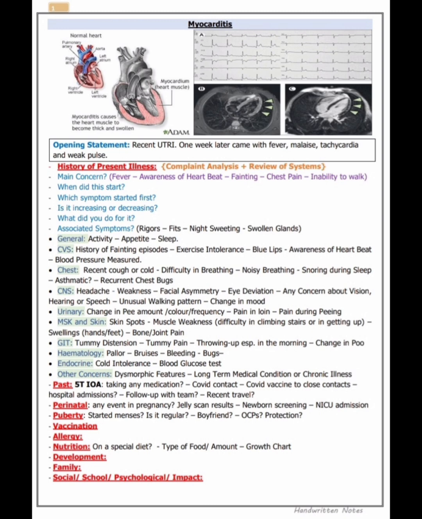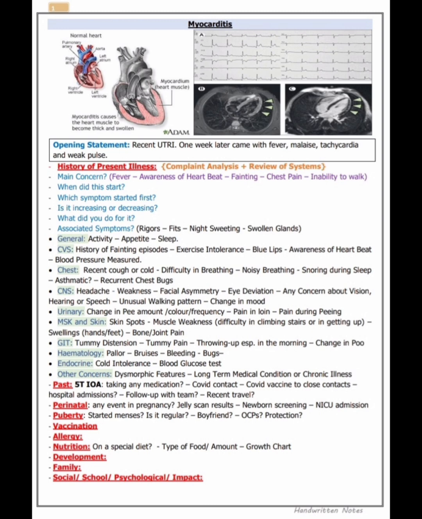Then we go to the systemic review. CVS we ask any history of fainting episodes, exercise intolerance, blue lips, awareness of the heartbeat, blood pressure measured. Chest we ask recent cough or cold, difficulty in breathing, noisy breathing, snoring during sleep, asthmatic, recurrent chest bugs. CNS we ask any headache, weakness, facial asymmetry, eye deviations, any concern about vision, hearing or speech, unusual walking pattern and change in the mood. Urinary system we ask change in the pee, amount, color, frequency, pain in loin, pain during peeing.